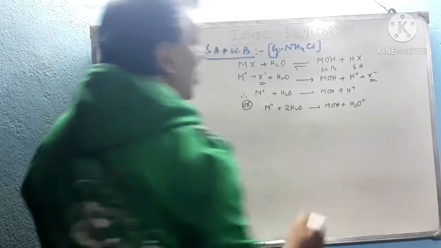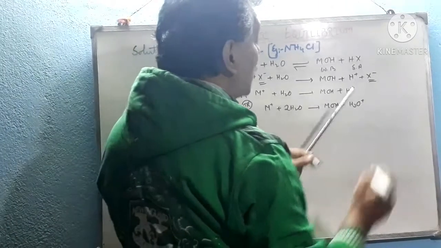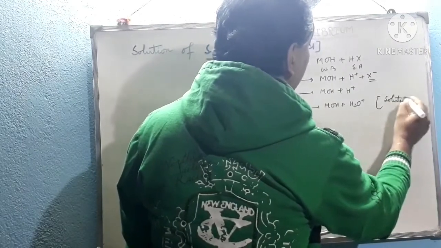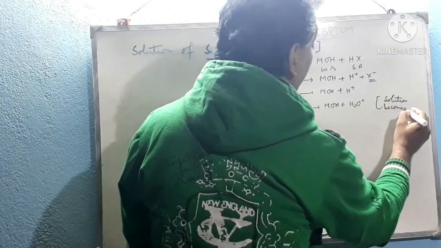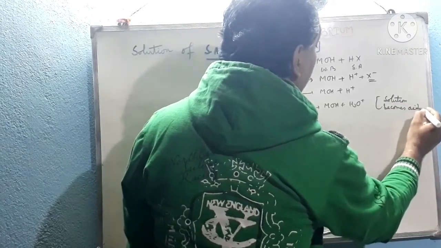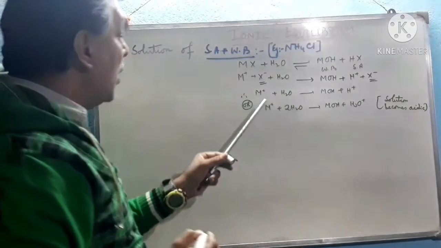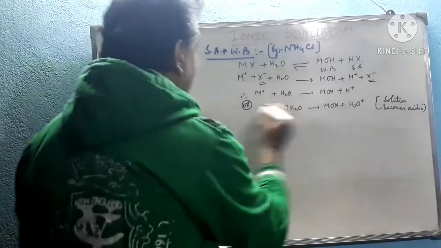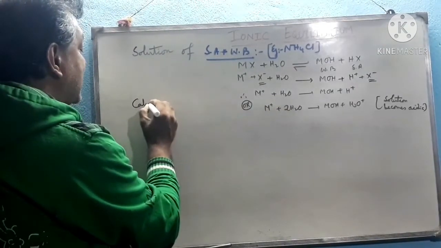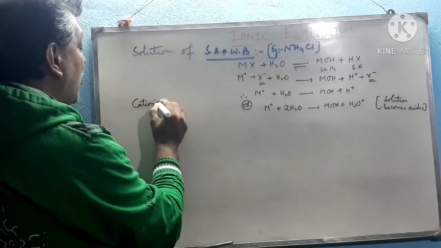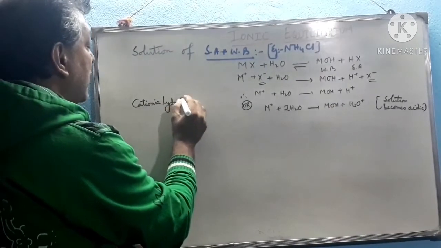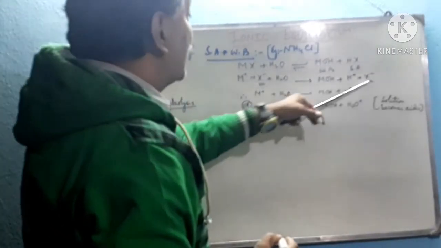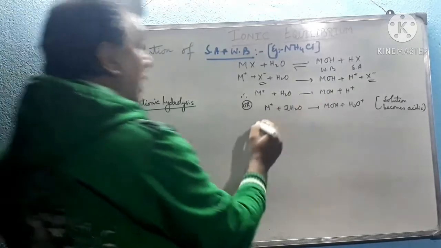So see, this solution becomes acidic due to the presence of either H plus or H3O plus. So the solution becomes acidic. During the formation of such a solution, you can see that only M plus is ionized to form MOH. So we can say this process is cationic hydrolysis. This process is called cationic hydrolysis, because the anion is cancelled. It is always inside the solution, as this is the part of a strong acid. That's why this is cationic hydrolysis.